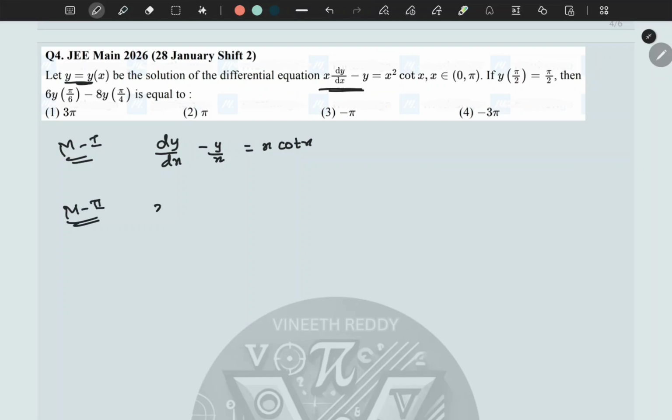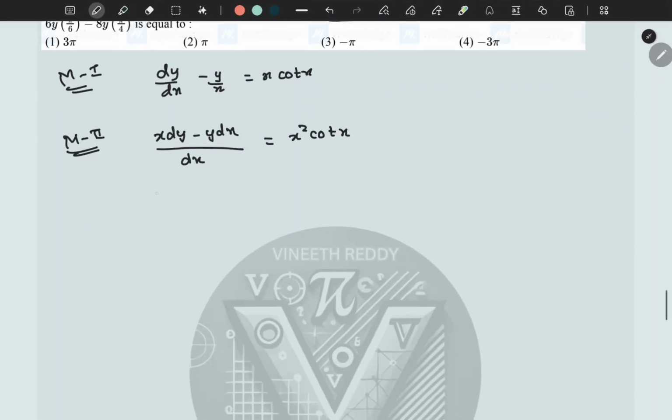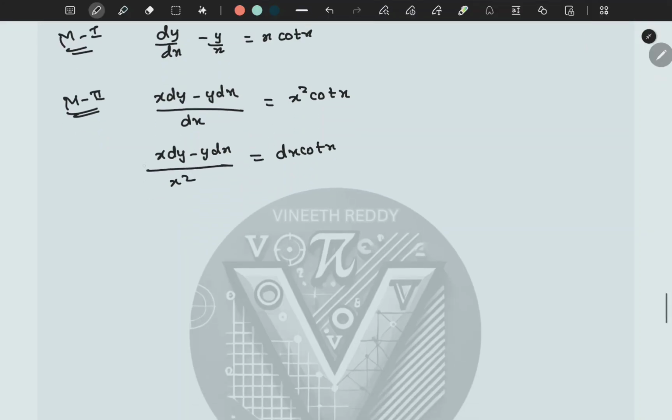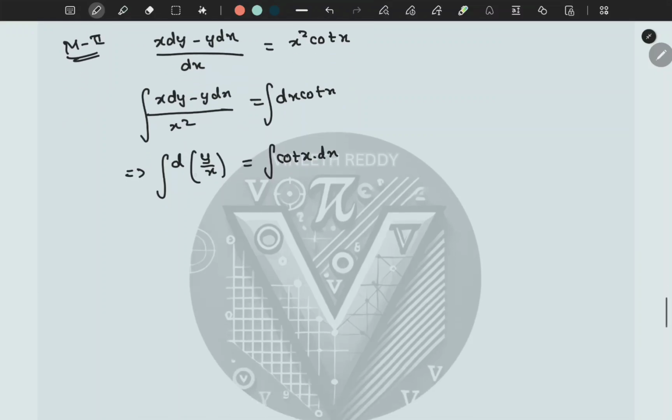Right, here we will now just take the LCM. So we get this equation, am I right? Correct. Now we'll do one thing, we'll cross multiply, or we will rearrange simply. Now let us integrate. See this, think about this. This is an exact form. This should be d of (y/x) equals the integral of cot x dx. How do we know that this is so?